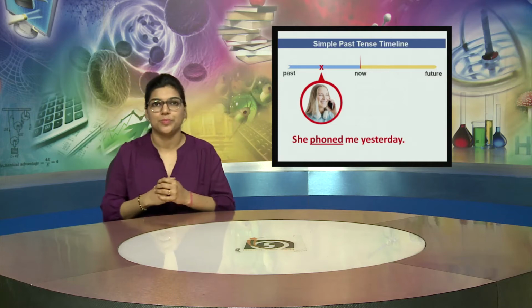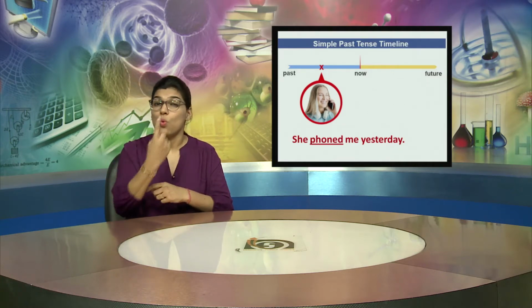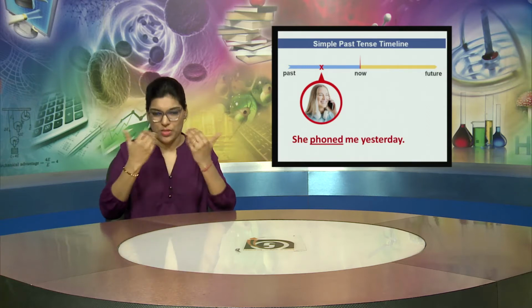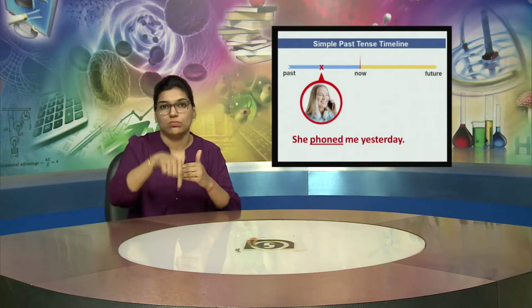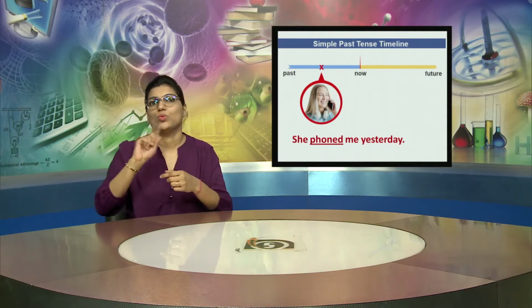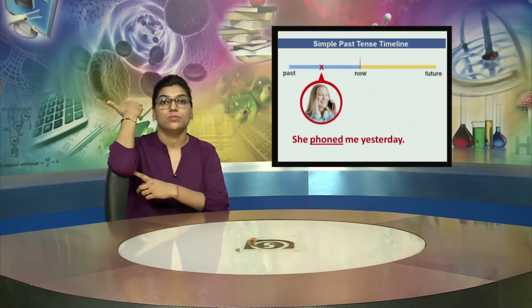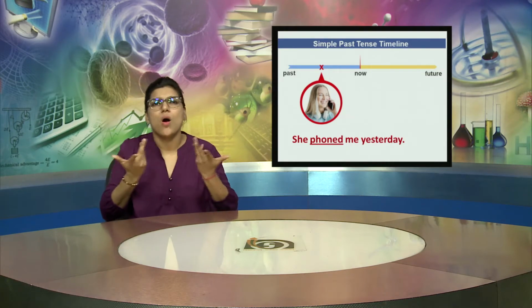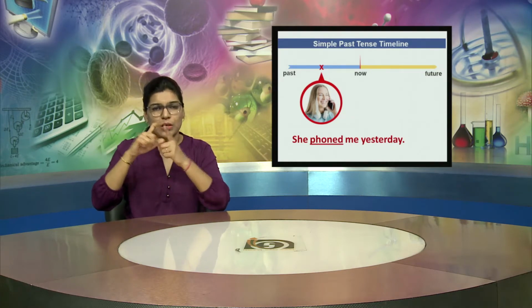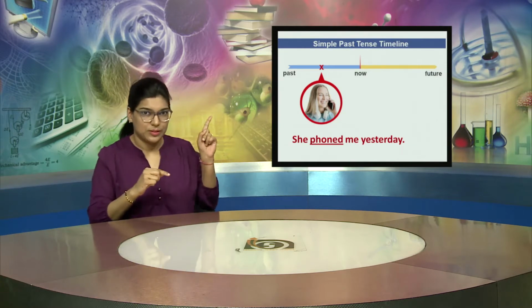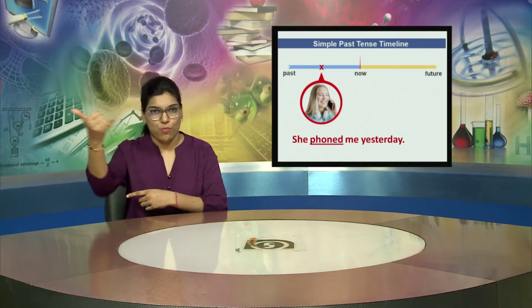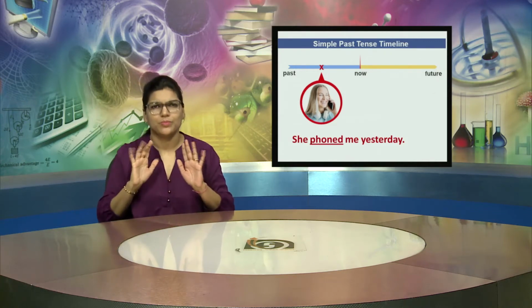You can see on the screen the simple past tense timeline. In between the word written "now" and something which has happened earlier, that is what we put in the past, and with those words we put ed at the end. Like, yesterday she phoned me.